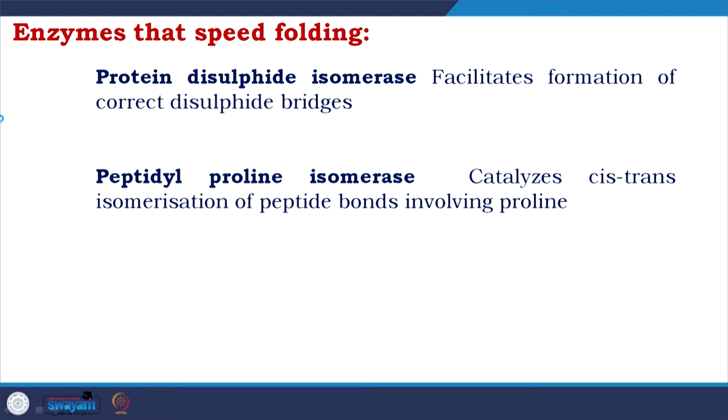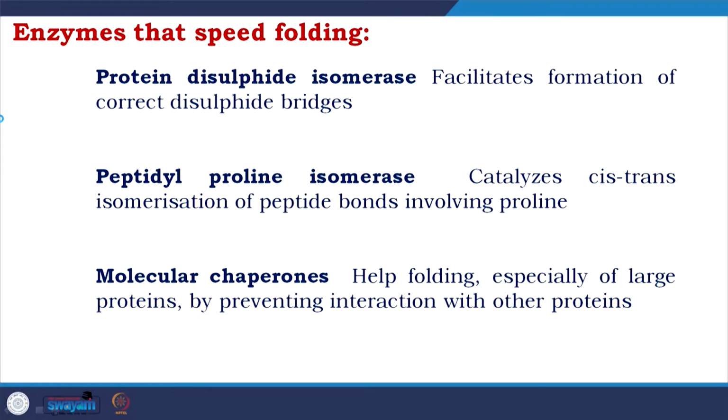Proline, because of its locked structure, is in the cis form. So, that is one of the obstacles. And last but not the least, molecular chaperones help folding, especially of large proteins, by preventing interaction with other proteins. I want to talk about them, but as I told, this is an introductory course. So, I mentioned them, but I did not go into detail. Rather, I will give you a problem which I will discuss later with a lot of experimental evidence.